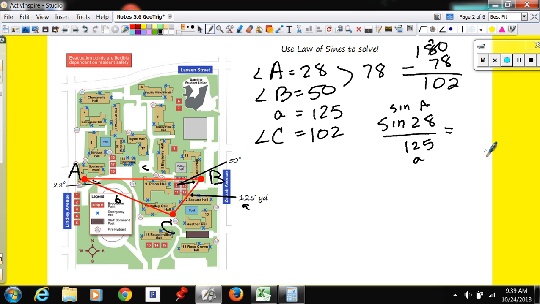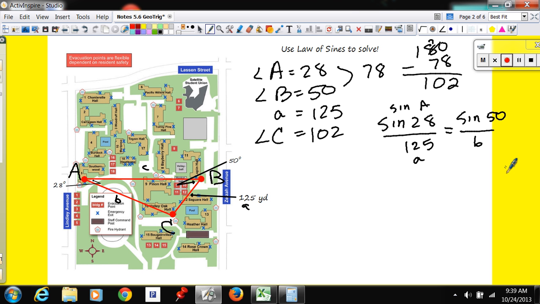Now, let's say I want to solve for b. So I'm going to put a b on the bottom because I want to figure out what b is. If I want to figure out what b is, then I need to put the sine of b on top. So I need to put the sine of the 50 on top. Now it becomes almost all calculator work.